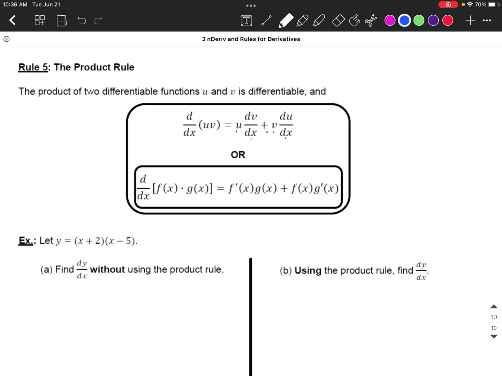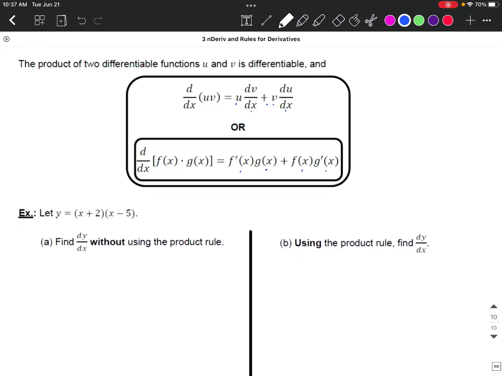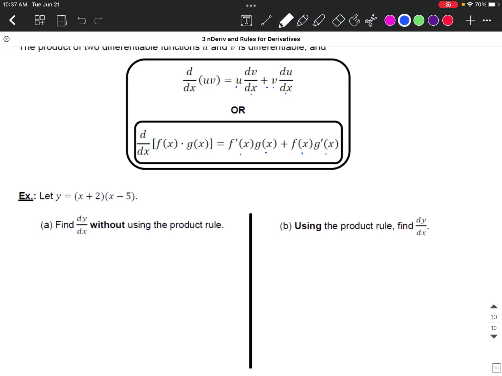The derivative with respect to x of f of x times g of x is f prime of x g of x plus f of x g prime of x. Derivative of the first, keep the second, plus keep the first, derivative of the second. So here's an example. y equals the quantity x plus 2 times x minus 5. We're going to find dy dx without using the product rule. So we would have to multiply x plus 2 times x minus 5. That's going to give us x squared minus 5x plus 2x minus 10. So y is x squared minus 3x minus 10.